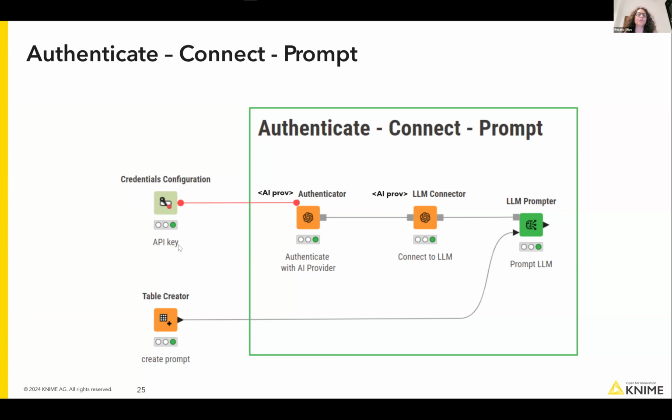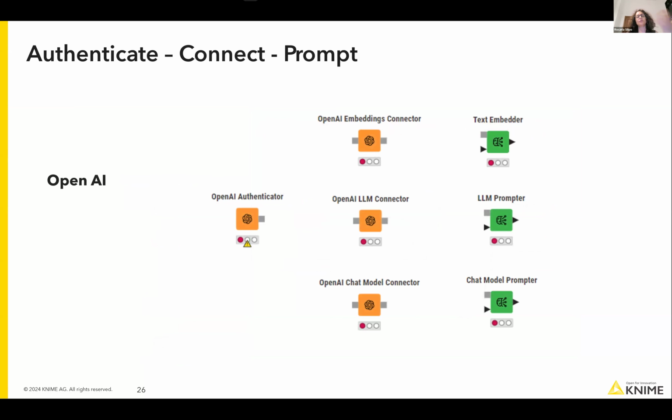This API key would be stored in this credential configuration node, which is all protected and you can't see anything. And then you would create this prompt, for now in this table creator, something like: create a text for a warning email in Russian, for example. And those are the 3 nodes that you need: authenticator, connector, and prompter. That's quite easy.